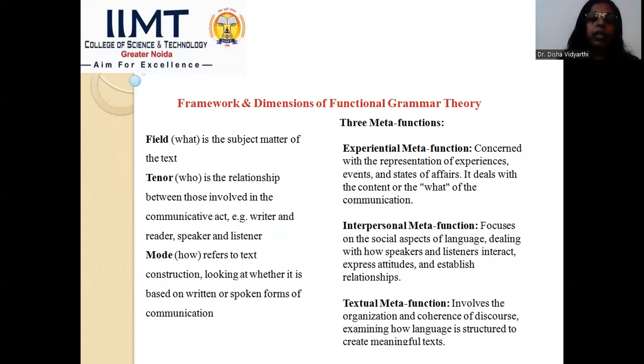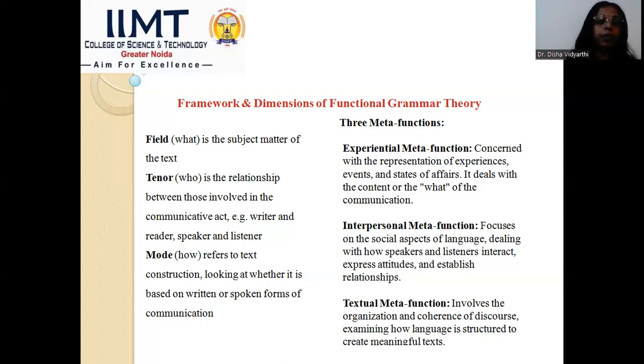These are the three meta functions which are associated with any language acquisition. Now see, what are these meta functions of language which you will be finding in any language acquisition, be it English, Hindi, any regional language or any third language. Now see experiential meta function. Now what is experiential meta function? It is concerned with the representation of experiences, events and states of affairs. It deals with the content, or the what, of the communication.